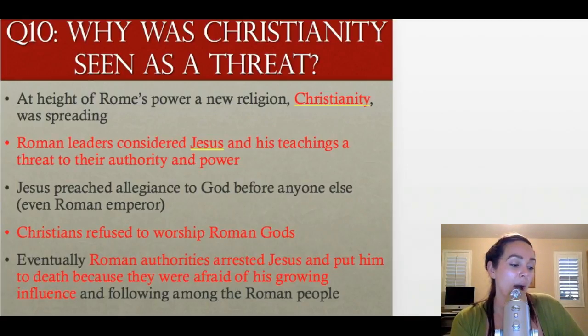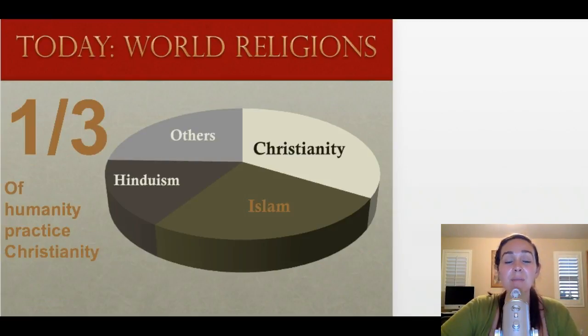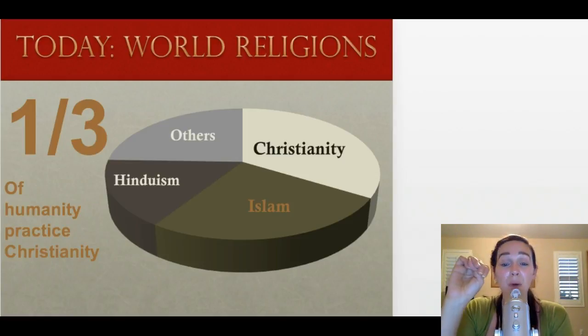Number 21, why does Rome put Jesus to death? Again, look at the last bullet point, guys. They are afraid of his growing influence. And they're hoping that by killing Jesus, they will squash this Christianity thing, which isn't how it works out, as you guys know, because Christianity is one of the main religions in the world today. There are lots of religions out there, you guys, lots and lots of them. But the top 3 religions in the world that most people practice are Christianity, Islam, and Hinduism.